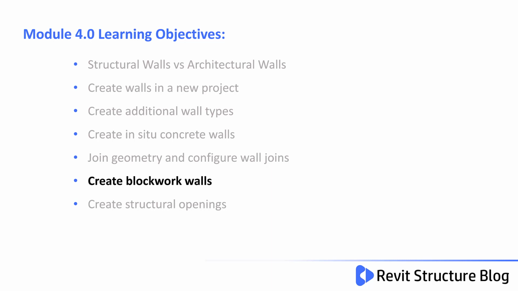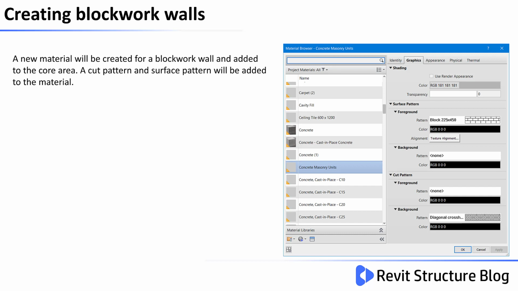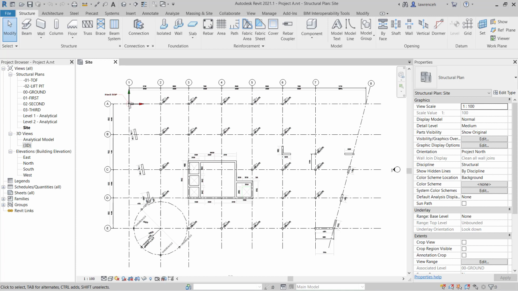In this video, you create blockwork walls and create a new wall type. A new material will be created for blockwork walls and added to the core area. A cut pattern and surface pattern will be added to the material. Begin by opening up Project A.